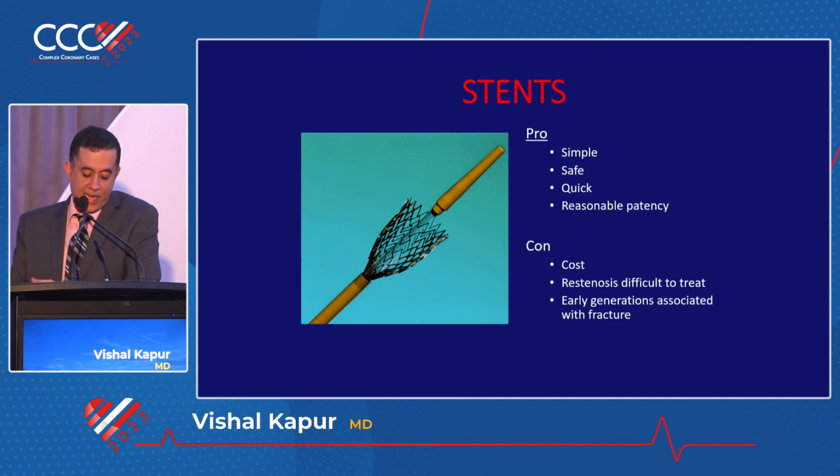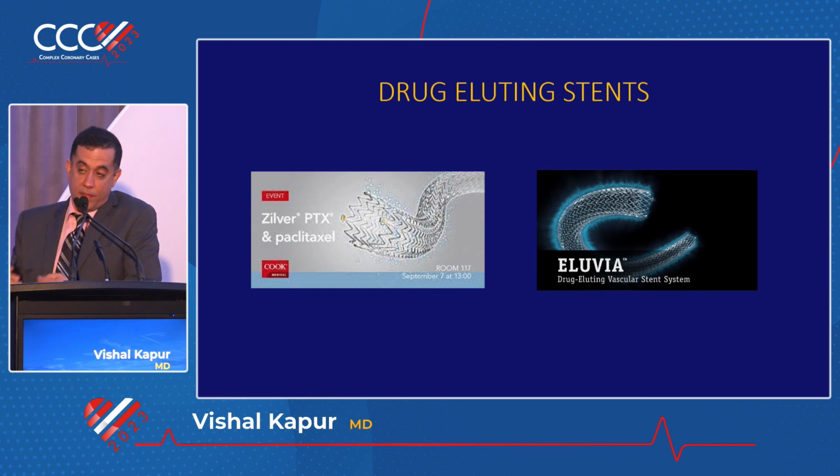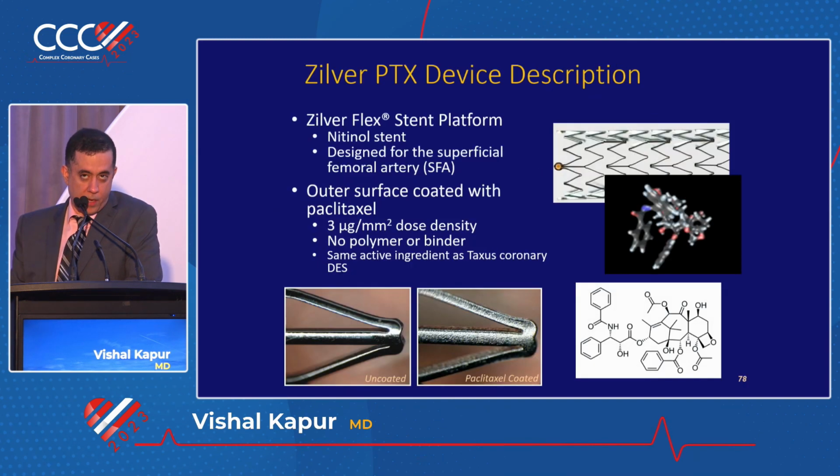The issue with stents is it's simple, quick, and has a reasonable patency rate. The problem is, of course, it's expensive and there's early restenosis as well. We have different categories of stents: bare metal stents, which can be self-expanding or balloon-expanding, drug-eluting stents, which are Zilver PTX and Eluvia, and then of course covered stents. I'm just going to talk about the drug-eluting stents right now. There are 2 in the market: Zilver, which is made by Cook, and Eluvia as well, which is made by, I think, BD.